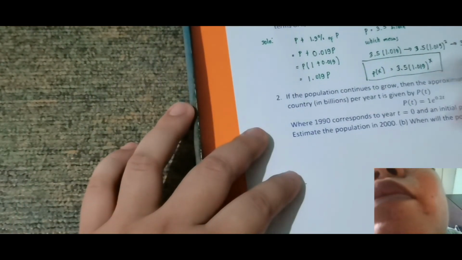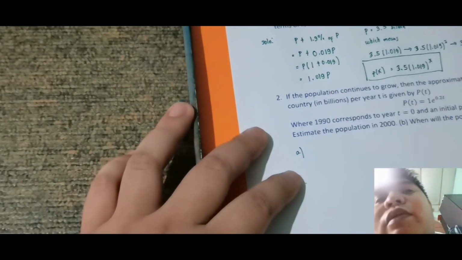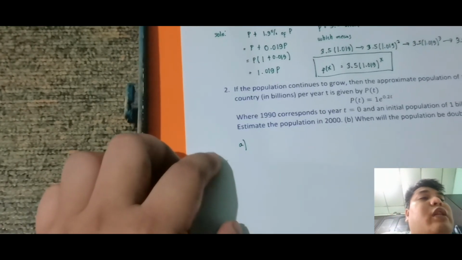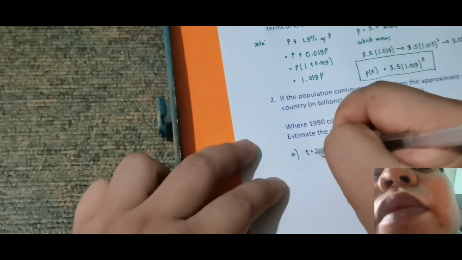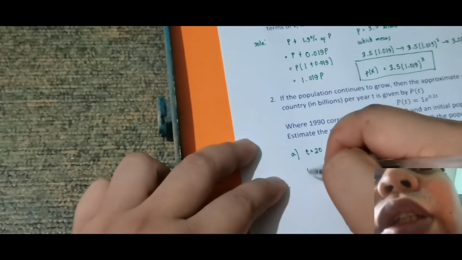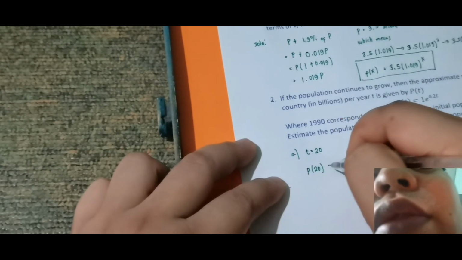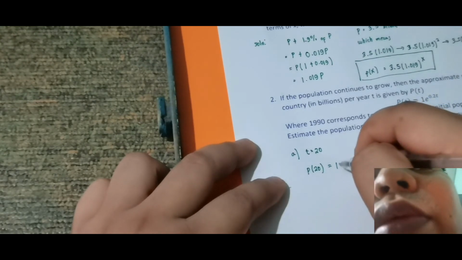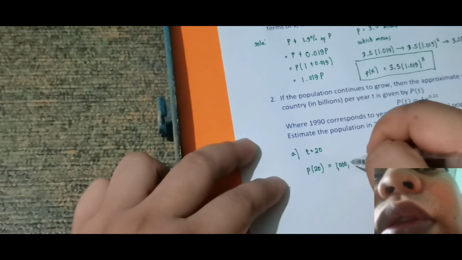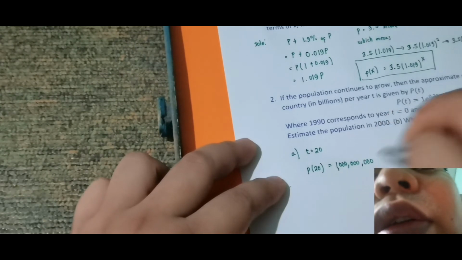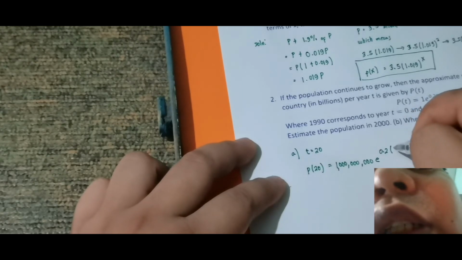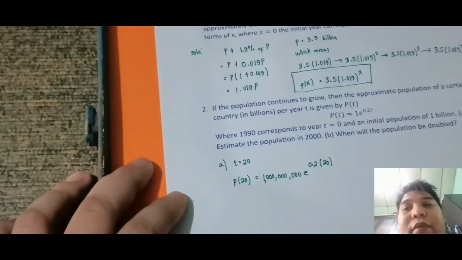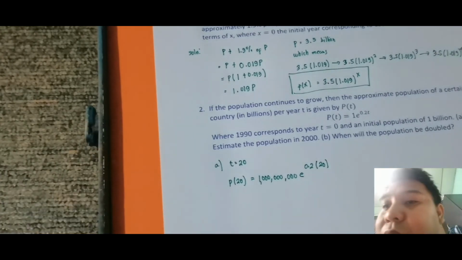So estimate natin. In 1990 to 2000, ilan yung time natin? So, for letter A tayo, no? From 1990 to 2000, that is, I think, 10 years. So, this time is 10. Meaning, ang sinusolve natin is P of t. So, this is P of 20 is equal to 1, or lagay ko na yung 1 billion, this is 1 and then the zeros. Then e raised sa 0.2 times ilang years? 20. Okay, so ganoon na siya kasimple.